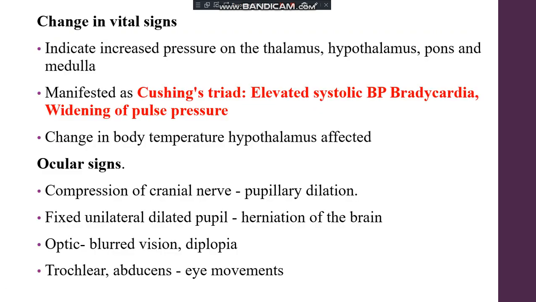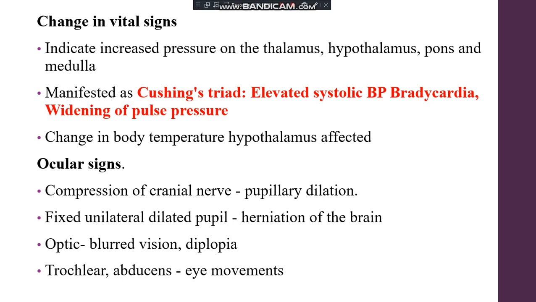So these are things you have to keep in mind. Cushing's triad means elevated systolic BP, bradycardia, and the widening of pulse pressure. This is the thing you have to keep in mind. Whenever you hear the words increased ICP or cerebral edema, you should understand clearly that Cushing's triad will be there. Clear? Then changes in body temperature: whenever the hypothalamus is getting affected, compressed due to increased pressure, changes in body temperature will also happen.